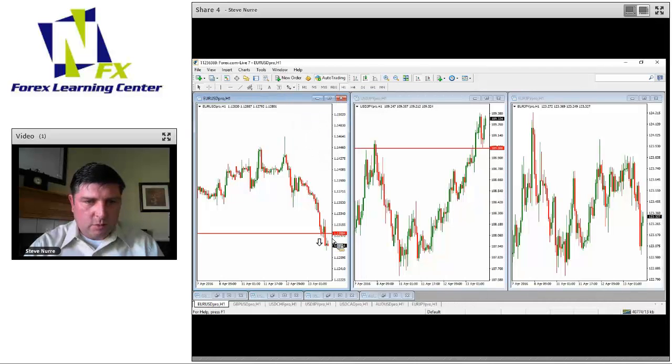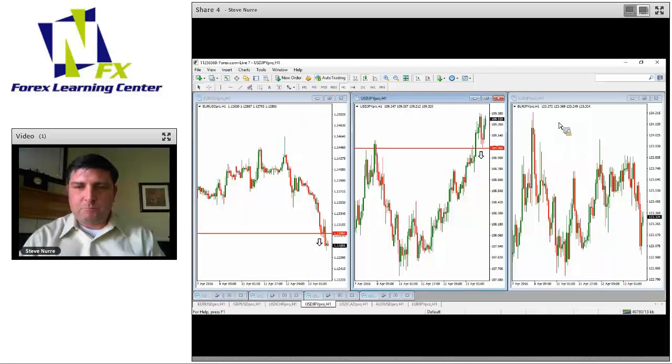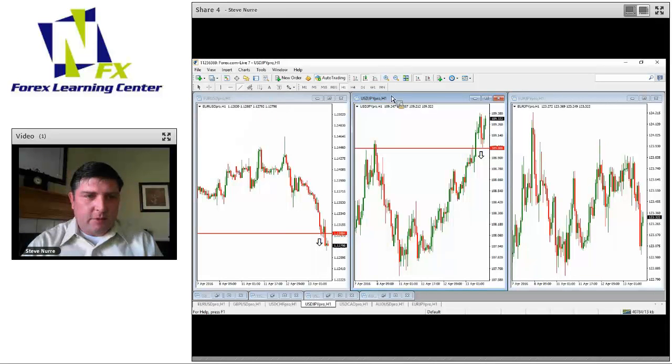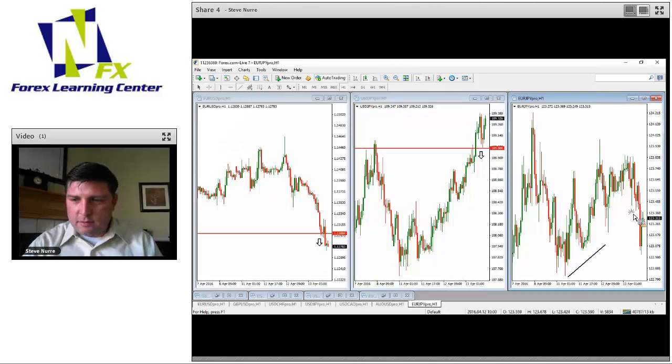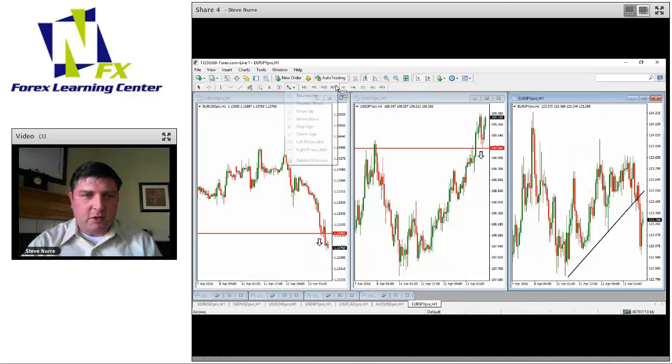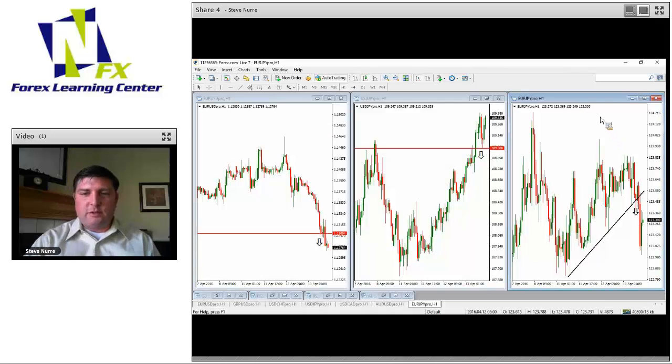So that's where we were looking to sell the euro dollar, and we were looking to sell dollar yen right down in here. And the question that came up from a student, right in here on euro yen, was he basically said, you know what, the euro yen looks like it's breaking down through a trend line. Would this be a good sell opportunity for breaking through this trend line?